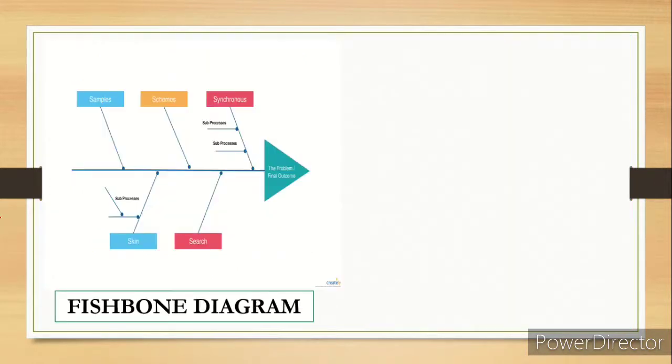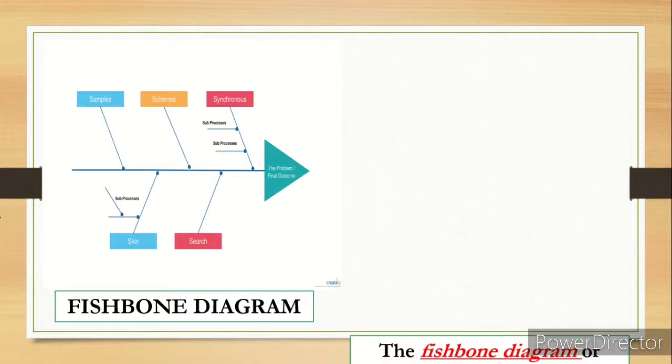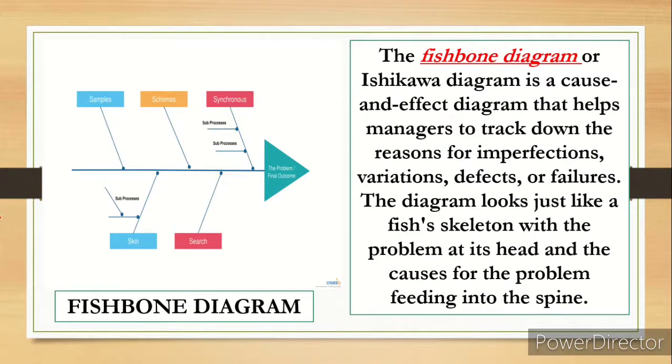Next, we have Fishbone Diagram. The Fishbone Diagram or Ishikawa diagram is a cause and effect diagram that helps managers to track down the reasons for imperfections, variations, defects, or failures. The diagram looks just like a fish's skeleton with the problem at its head, so we have here, and the causes for the problem feeding into the spine.